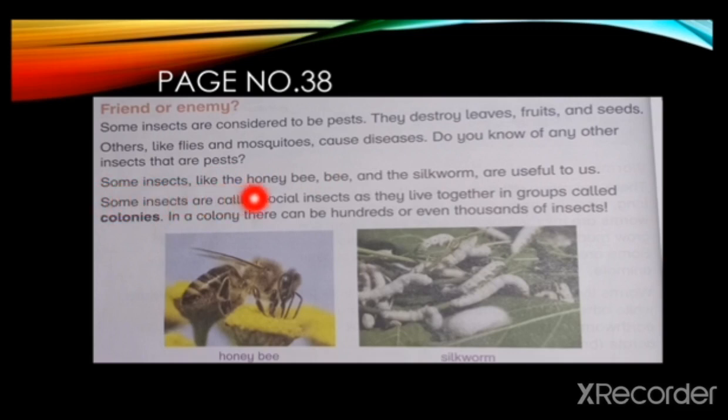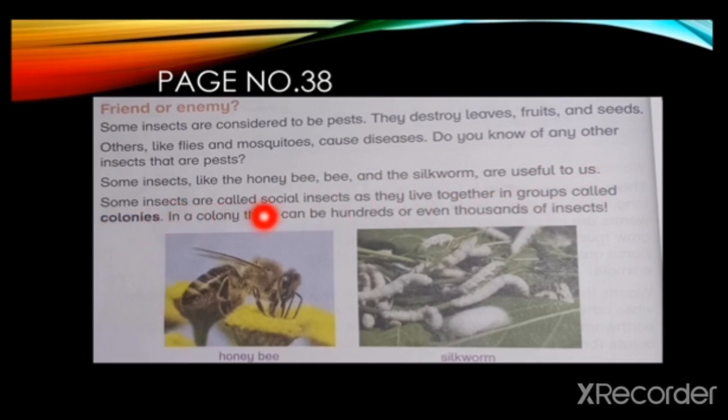Some insects like the honeybee, bee and the silkworm are useful to us. Silkworm means resham ka keeda. Hamare liye useful kaun se hain? Honeybee, bee and silkworm. They are useful to us.